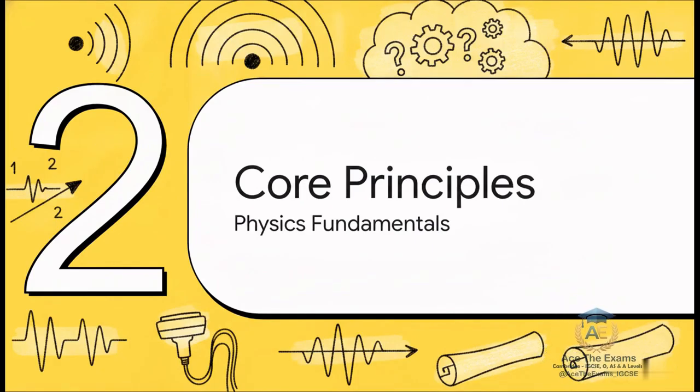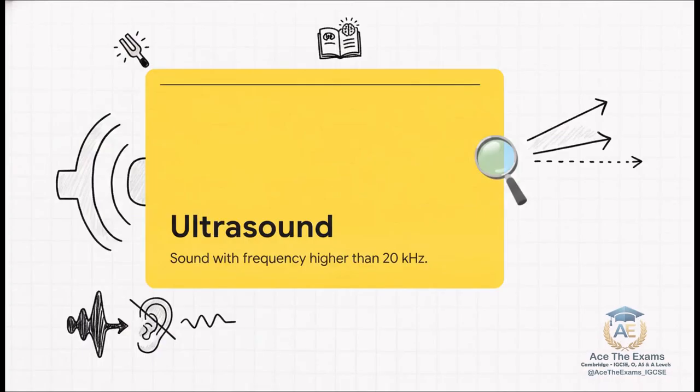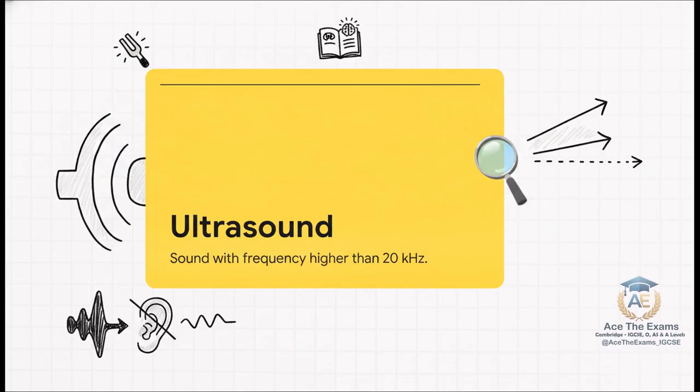Moving right along, let's transition to Section 2, Core Principles. We need to establish the exact physics fundamentals you're expected to wield in the exam. Now, what's really interesting about this concept is how incredibly simple it is, yet it serves as the absolute theoretical baseline for so many multi-mark questions.